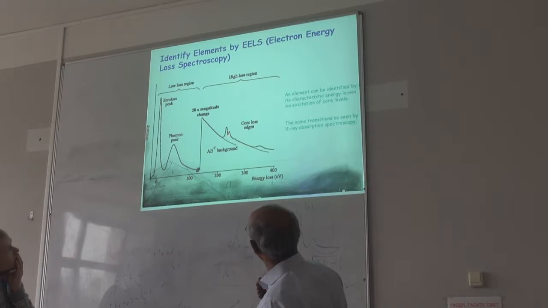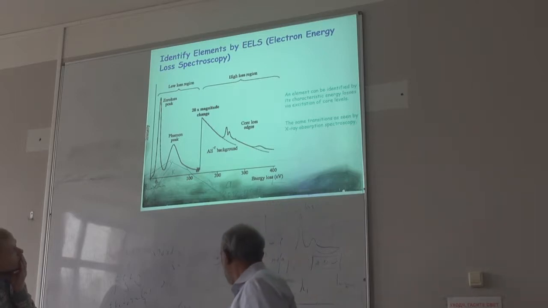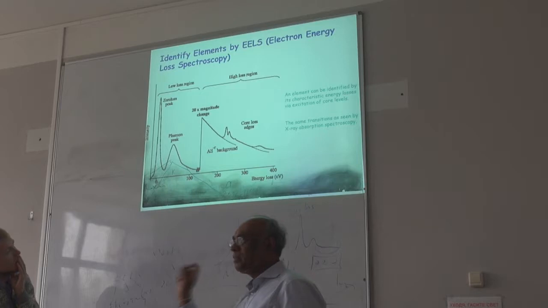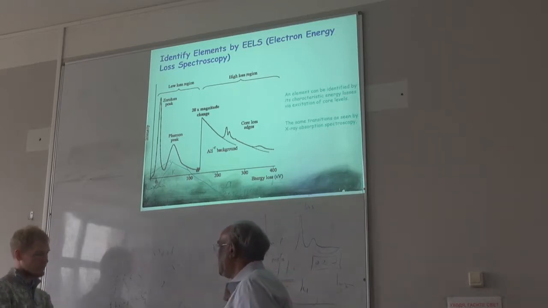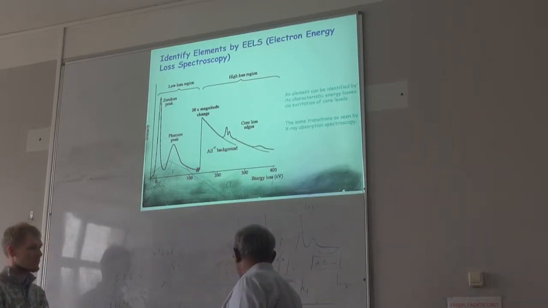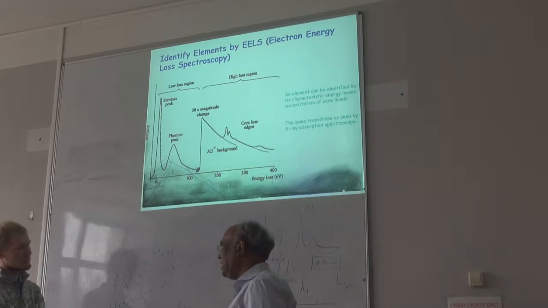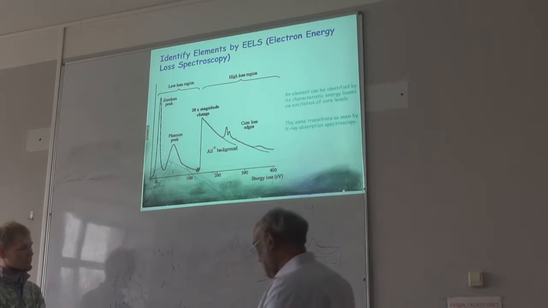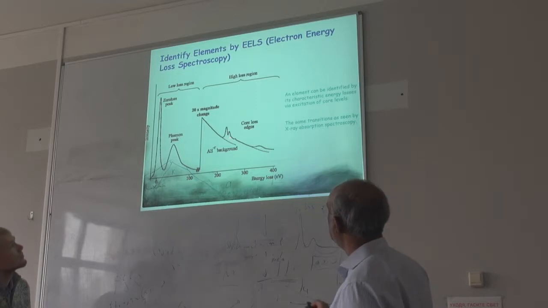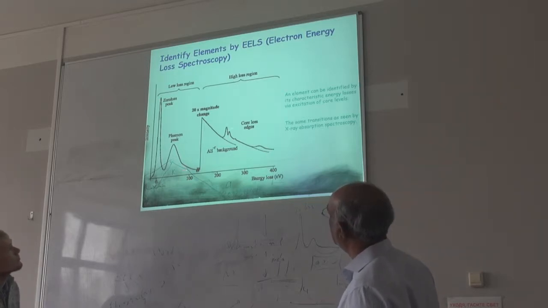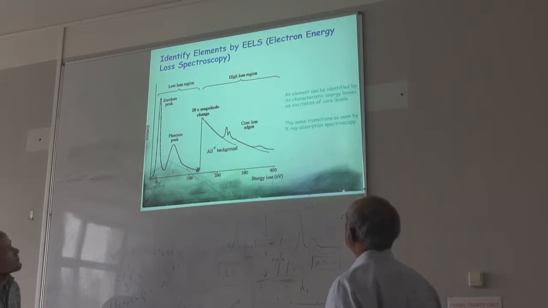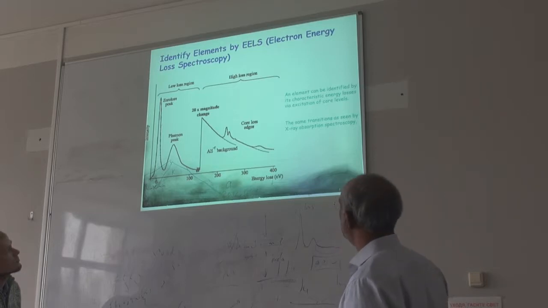Because each atom has a specific energy for these, right? If you take gold, we know what the energy is for this one. If you take copper, it has different numbers. From that you can easily tell what kind of features you are getting here. So this is zero loss, then you have plasmon, then you have these core electrons coming from that. So let me show you some.